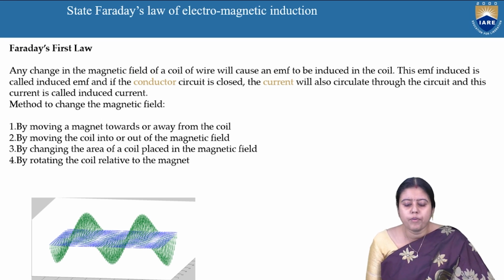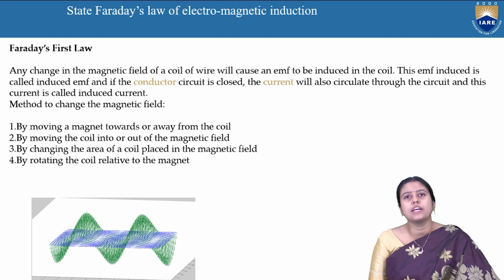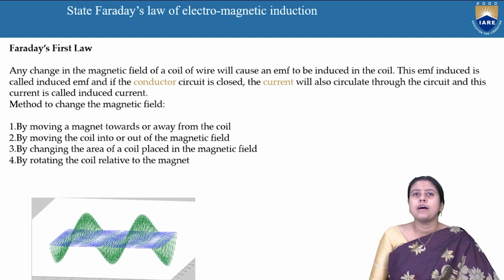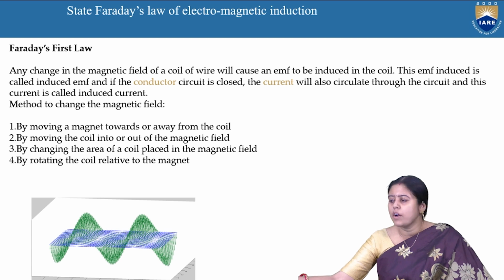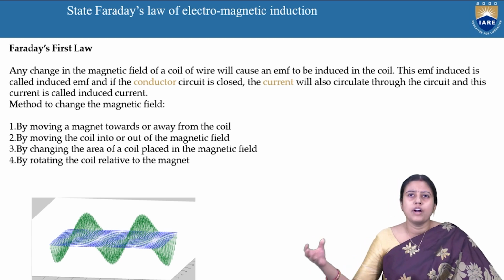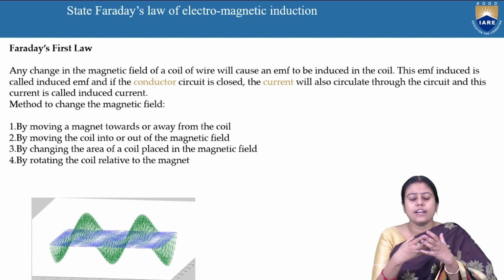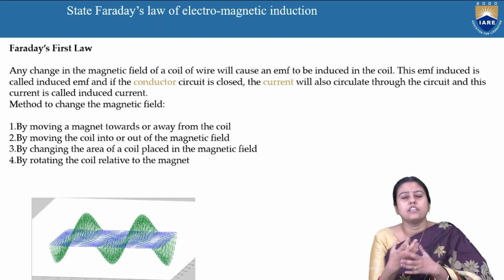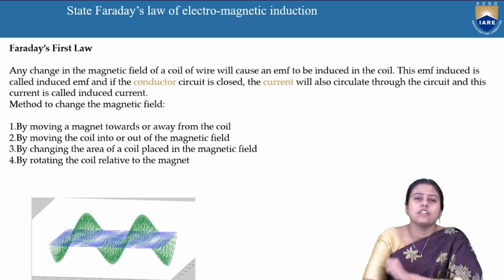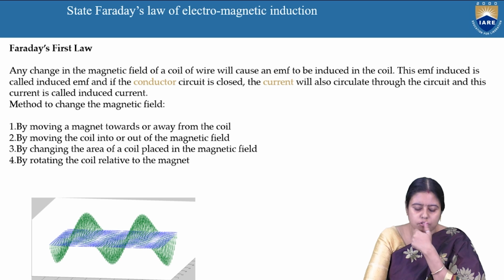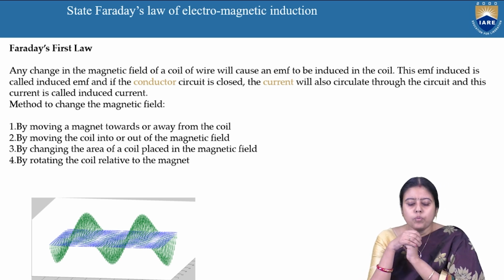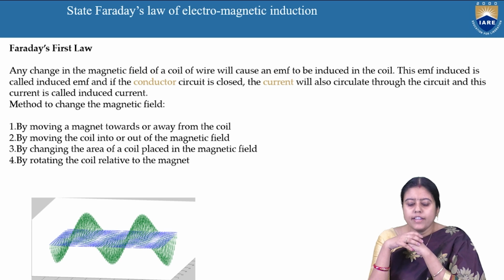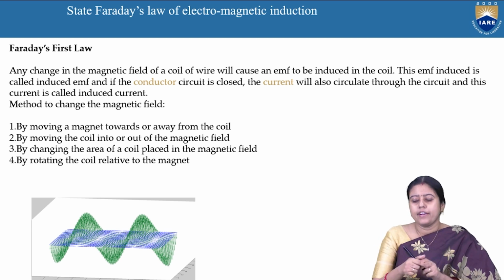What are the methods for changing the magnetic field? How can we change the magnetic field? Number one, by moving the magnets towards and away from the conductor. If we move the magnet continuously, the flux density will change, and it will cause a rate of change of flux. Number two, by moving the coil into or out of a magnetic field.